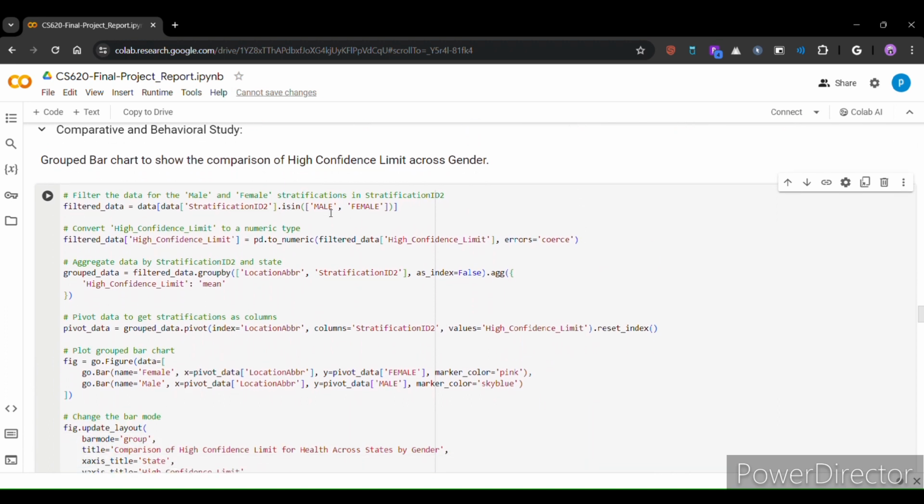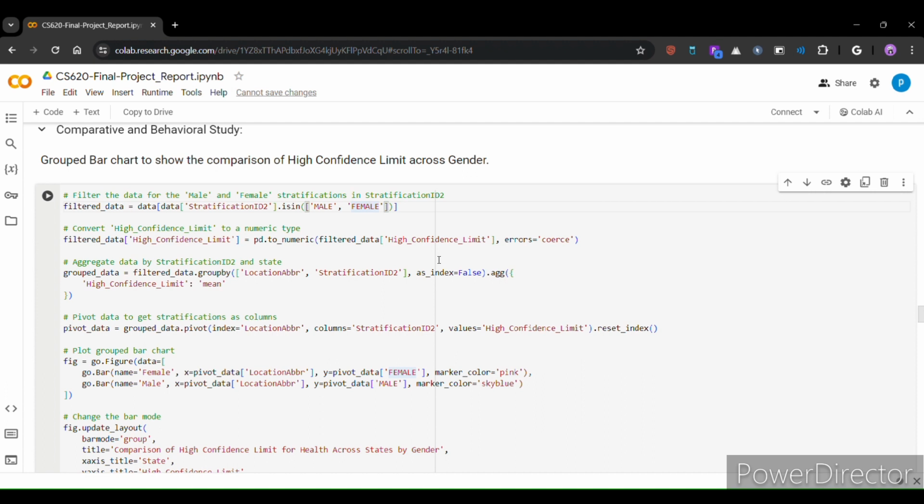So I took two genders, male and female, to check whether the disease symptoms were more in male or in female. For this, I have chosen high confidence limit to be the best for the bar chart. For this, I have chosen the column as mean value of the high confidence limit.